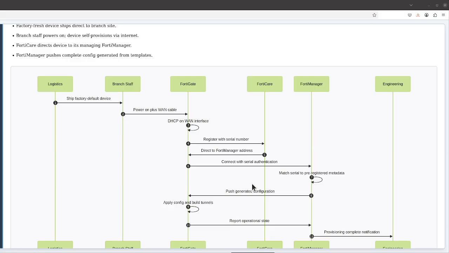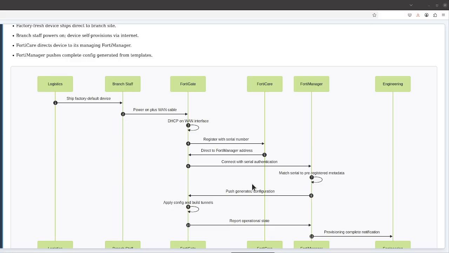FortiManager recognizes the serial as a device that has been pre-registered by the engineering team with all necessary metadata variables such as branch ID, region, target hubs, local subnets, and policy assignments. FortiManager responds by pushing the full device configuration.